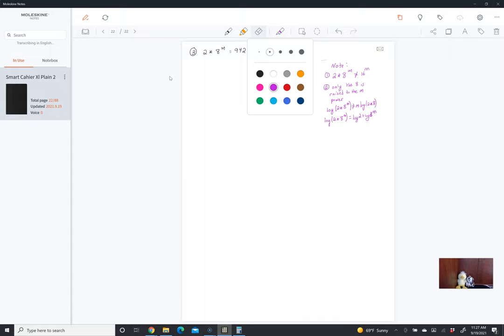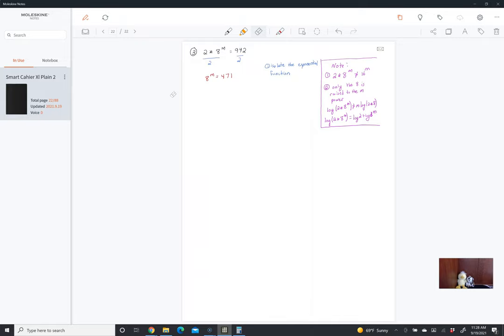Okay. The thing is that because of all of this, the first thing that we want to do here is actually isolate our exponential function and then take the log of both sides. So in order to isolate our exponential function, we're going to divide both sides by 2. So that's our first step here. And what that will give us is 8 to the m is equal to 471.